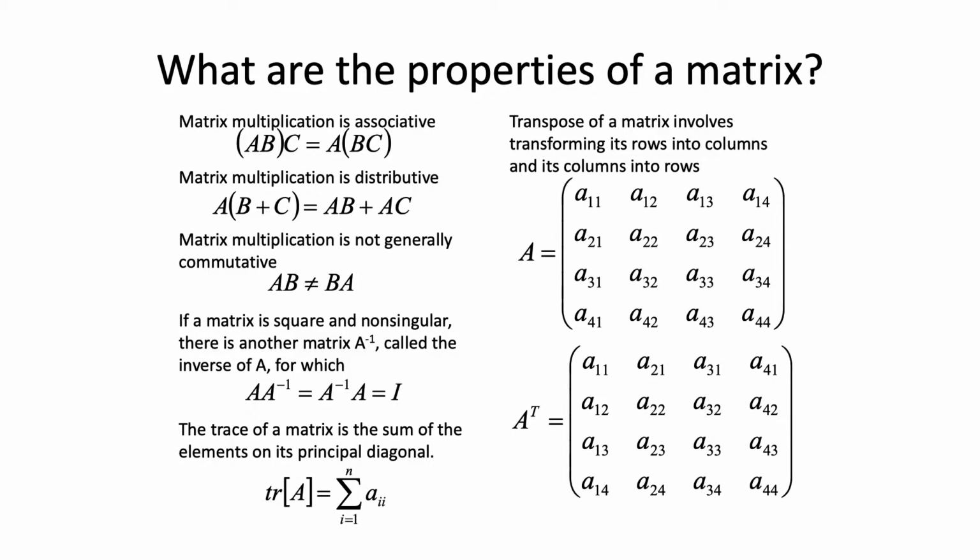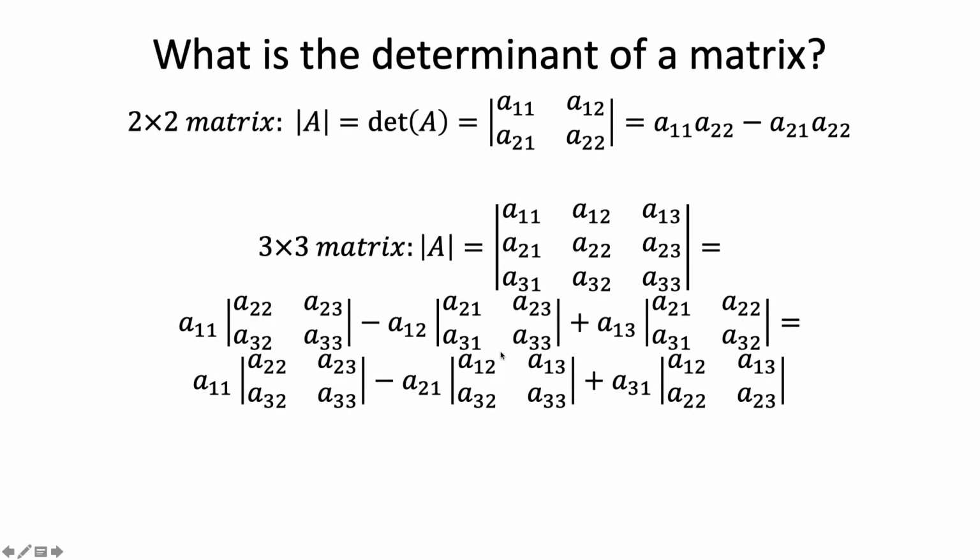The trace of a matrix is obtained by simply taking the sum of the diagonal elements. The transpose of a matrix involves replacing its rows into columns and its columns into rows. In other words, the row subscript becomes the column subscript, and the column subscript becomes the row subscript, as shown in the example. There is also what you will call the matrix determinant.